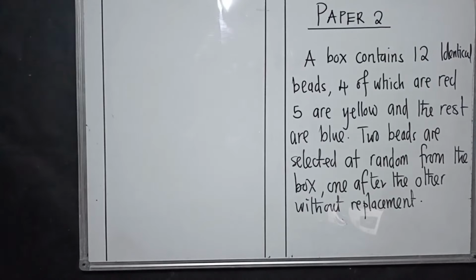All right, guys, without wasting our time, let me just read through the question. The question reads: a box contains 12 identical bits, four of which are red, five are yellow, and the rest are blue. I hope you can see that. Two bits are selected at random from the box, one after the other without replacement.